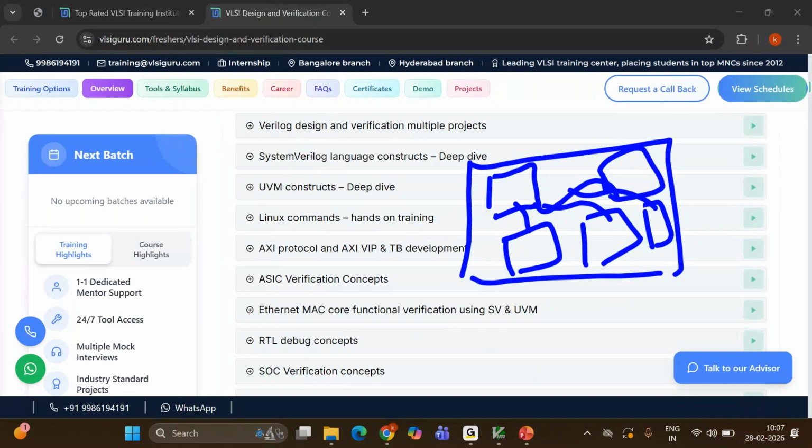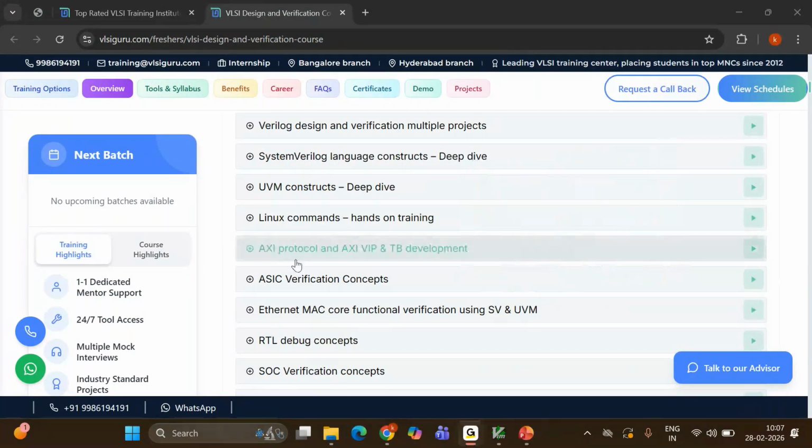So when data communication happens between those blocks, there are some rules present actually. Those rules we call a protocol. Since it's happening on the chip, it's called an on-chip protocol. One of the common on-chip protocols is the AXI protocol, which every ARM processor will have in your chip. So we'll be discussing that AXI protocol. Theoretical we will do, plus practical also we will implement the AXI concepts.